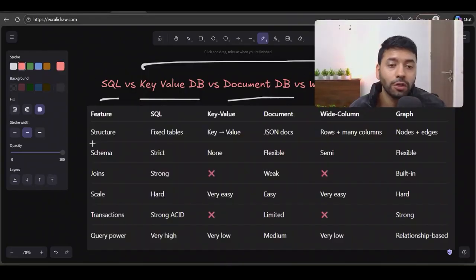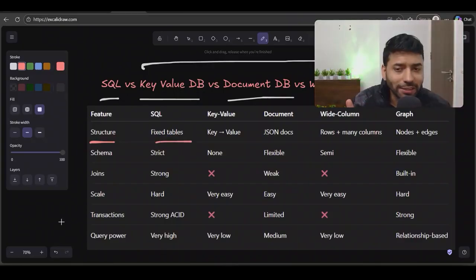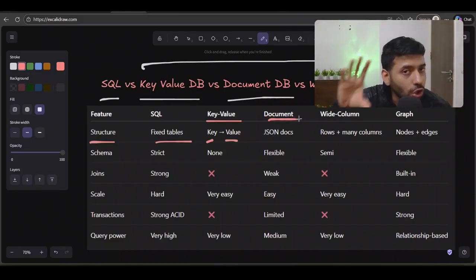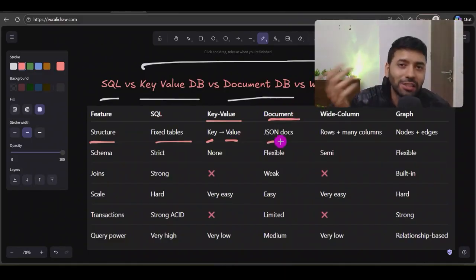Okay, first of all, let's talk about how all of these databases store data, so talking about the structure. In SQL we follow tables, like you have in Excel, right? You have the rows and columns. In a similar way, in SQL we have tables. When we talk about key value database, we store it in the structure of key and value. So you have the key, and corresponding to that you store the value, right? Then we have the document database. It stores a unit as a document, and the format is generally JSON.